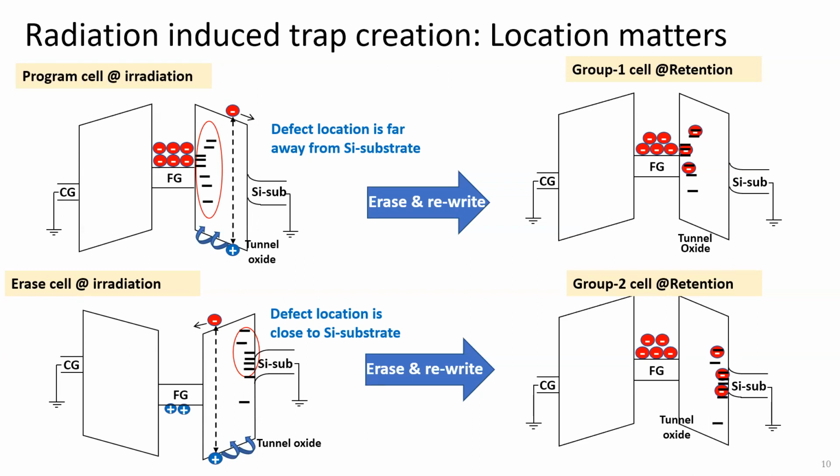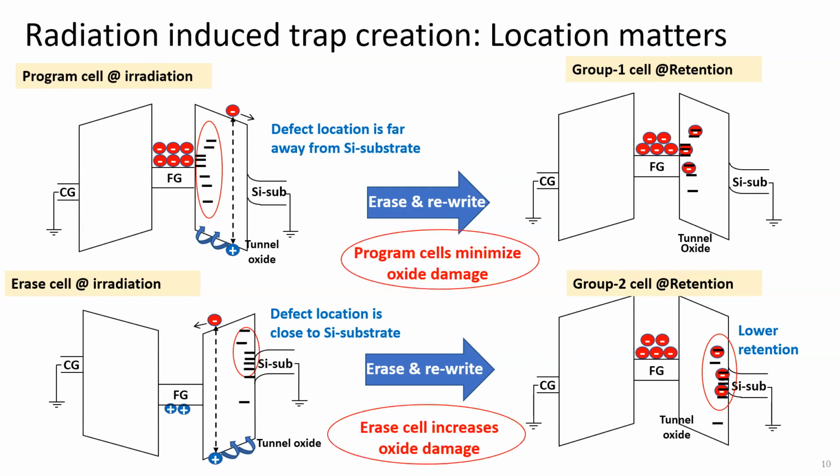But if you look at the group 2 cells, which were in the erase state, which is a typical condition, then you can see the electrons are stored in the oxide-silicon interface because of the trap states, and they will lose charge very soon. And that will be less reliable. So that's the key idea of electrostatic shielding.